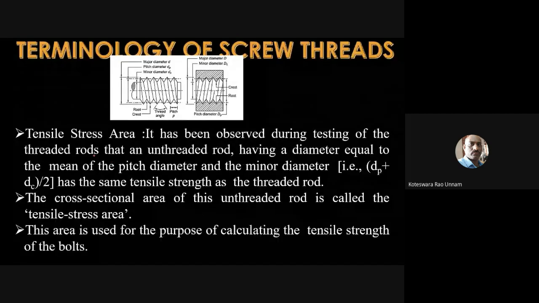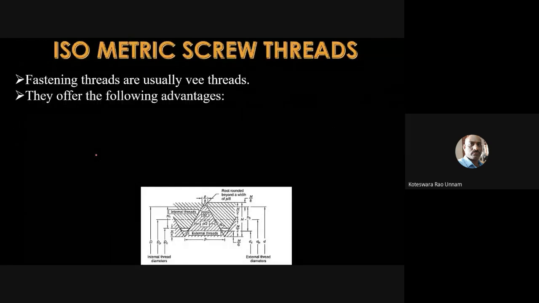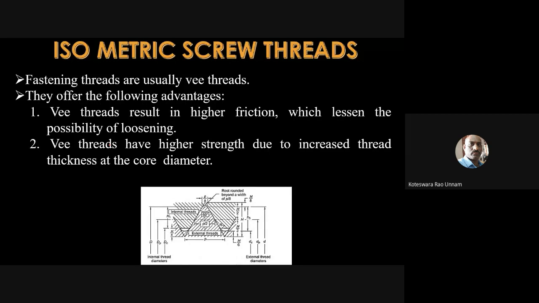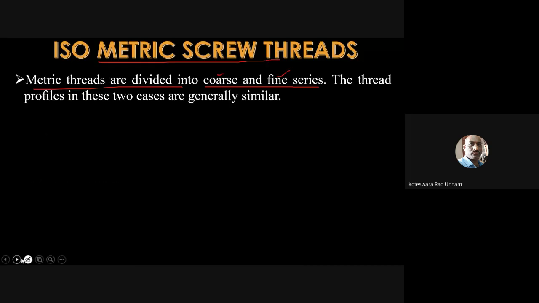If the number of threads per pitch length is more, then we'll call it a fine series. If they are fewer, we'll call it a coarse series. What is the definition here? In case of coarse series, the number of threads per pitch length is less, whereas in case of fine series, the number of threads per pitch length is more. That is one way of defining whether a thread comes under coarse series or fine series. But the thread profiles are the same.